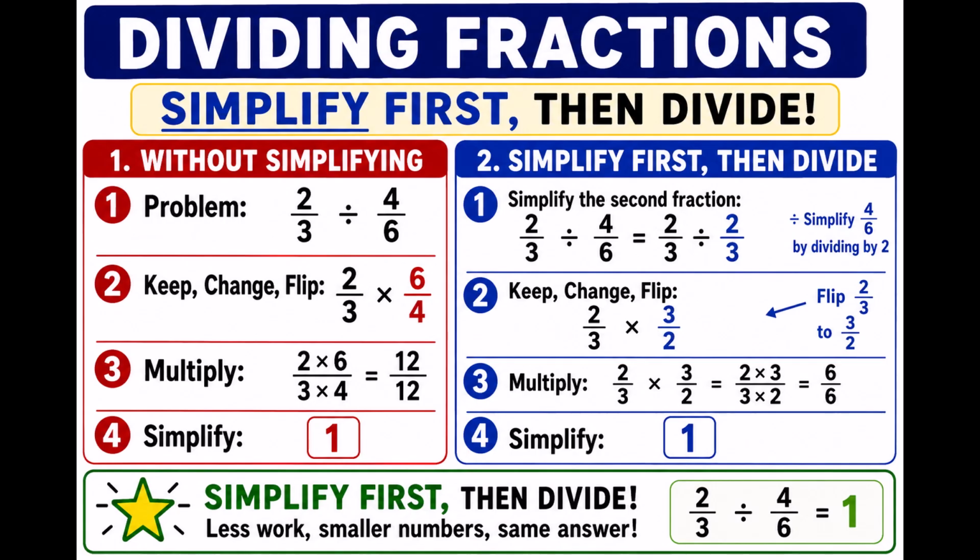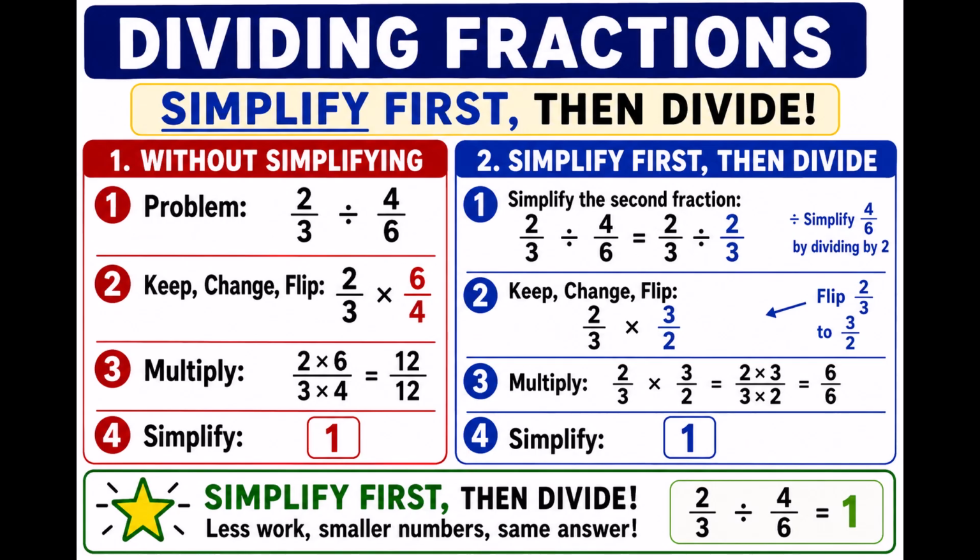All right? So now we're going to multiply 2 times 6, which gives us 12. And then we're going to multiply 3 times 4, which gives us 12. What is the answer? 1. Excellent job. Now, let's use the easier method for some people.